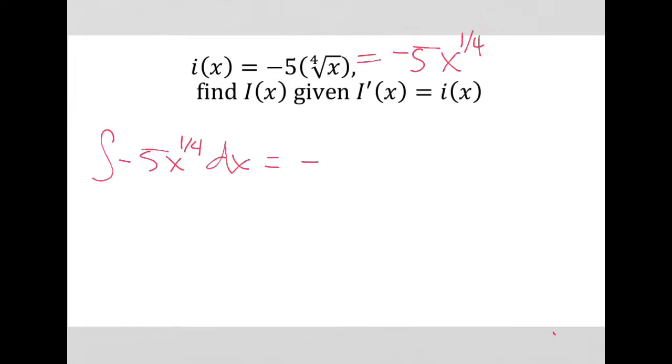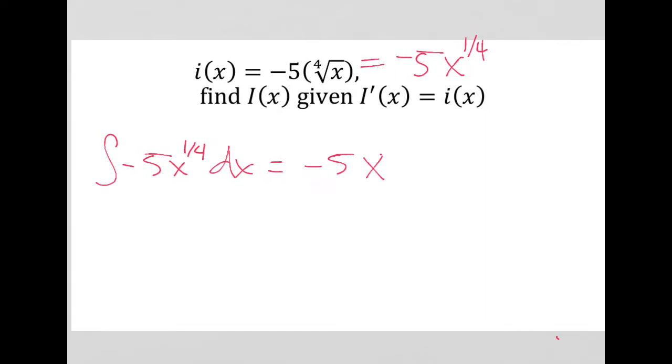When we integrate that, we're going to have our negative 5. We are going to add 1 to our exponent. 1/4 plus 1 gives us 5/4 plus our constant of integration c, and we added 1 to our exponent to get 5/4, so we need to divide by that 5/4. Well, remember that dividing by a fraction, dividing by 5/4 is the same as multiplying by the reciprocal of that fraction. So really what we have is negative 5, instead of divided by 5/4, we can say times the reciprocal of 5/4, which is 4 over 5.